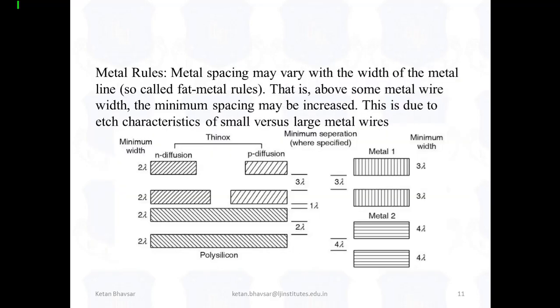As you can see, we have different types of concepts, like we have metal, contact cuts, gates, n diffusion, p diffusion. So now we're talking about the metal based rules. Metal spacing can be described over here. Suppose you're talking about the metal, then you have a diffusion of n plus and p plus, then you have to take a minimum width of 2 lambda.